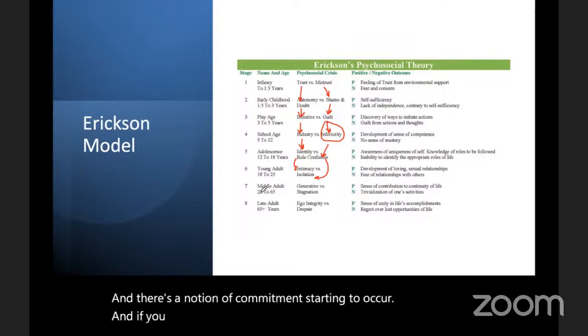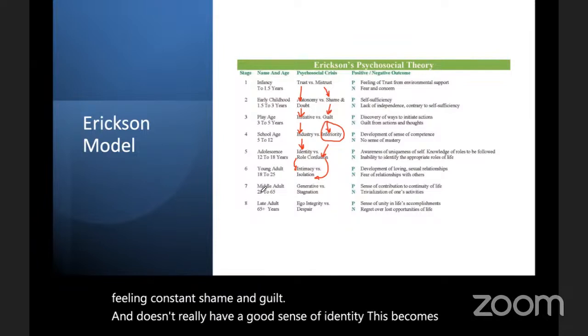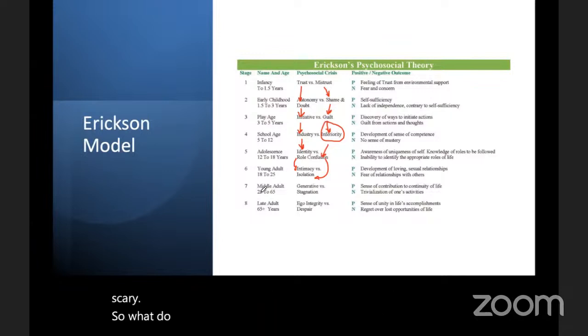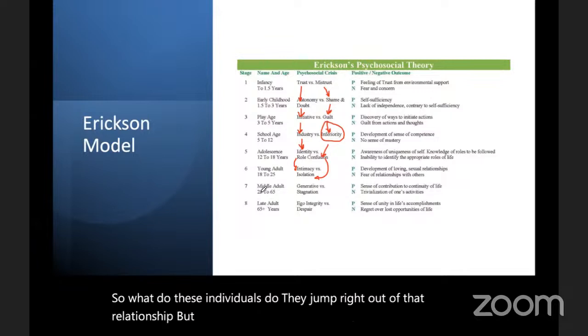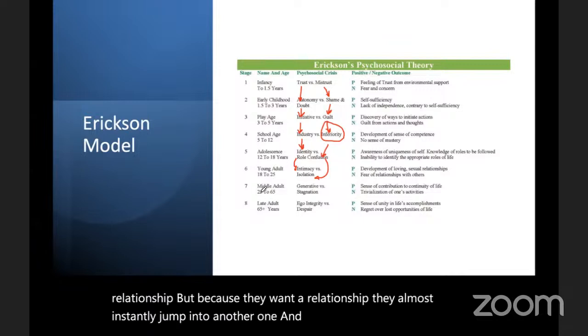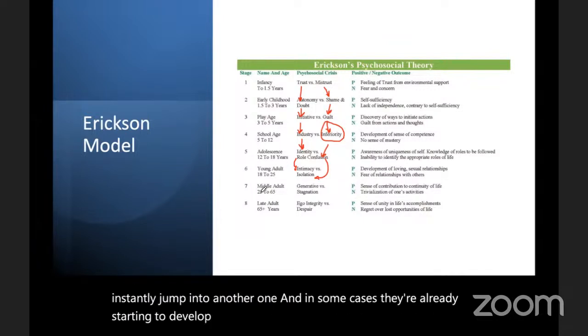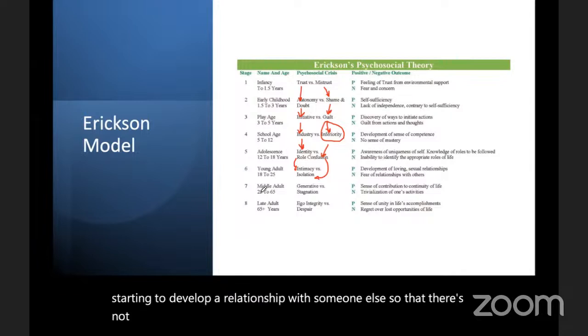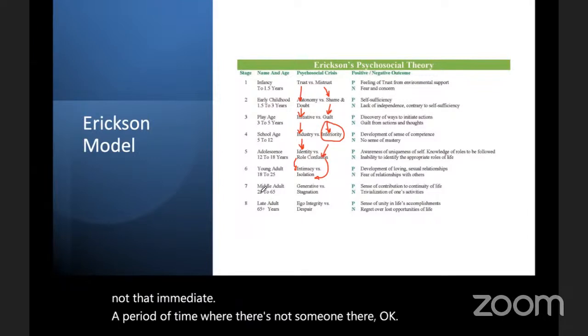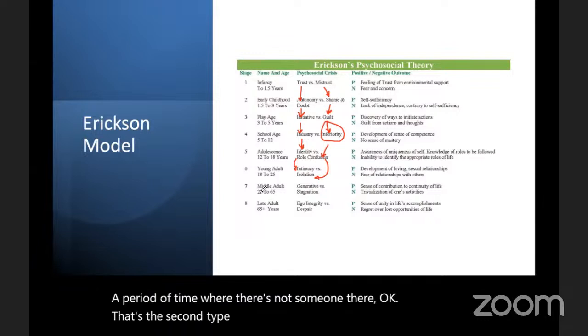And if you think about the person who doesn't trust anybody, who is feeling constant shame and guilt, and doesn't really have a good sense of identity, this becomes really scary. So what do these individuals do? They jump right out of that relationship. But because they want a relationship, they almost instantly jump into another one. And in some cases, they're already starting to develop a relationship with someone else. So there's not that immediate period of time where there's not someone there. Okay. That's the second type of psychological isolation that Erikson found in this developmental phase.